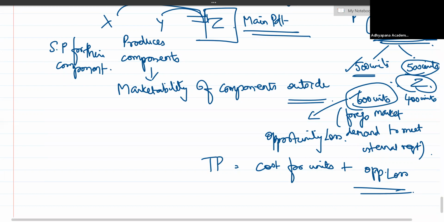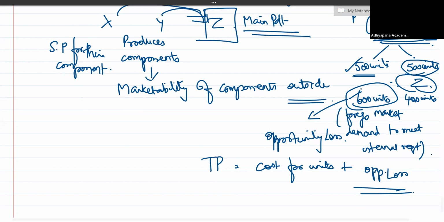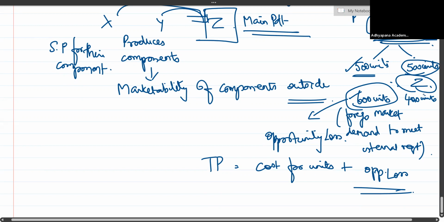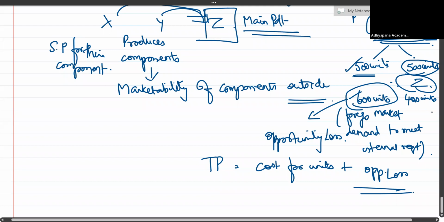division, because what is here required? The normal capacity is 1000 units. If the external demand is only 500 units, I can give 500 units happily to Z. But what if the external demand becomes 600 units? I will be able to give Z only 400 units, but Z wants 500 units. So what I will do? I will forego 100 units of external demand. When I forego 100 units of external demand, I will have opportunity loss, which means what will be the price at which the components will be transferred to division Z? It will be the cost for the units which is transferred along with opportunity loss. What is that opportunity loss? It is the benefit foregone because of honoring the division and not accepting the market demand.